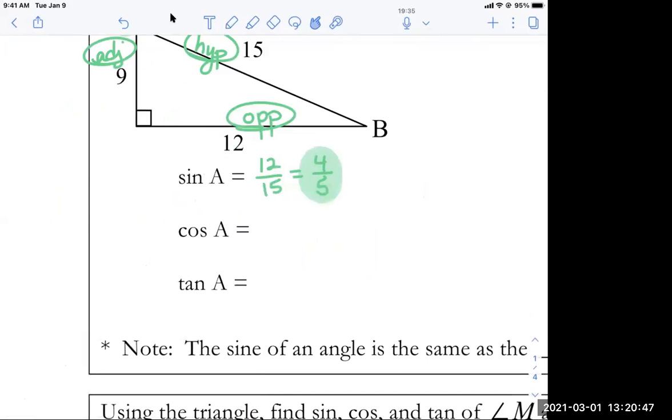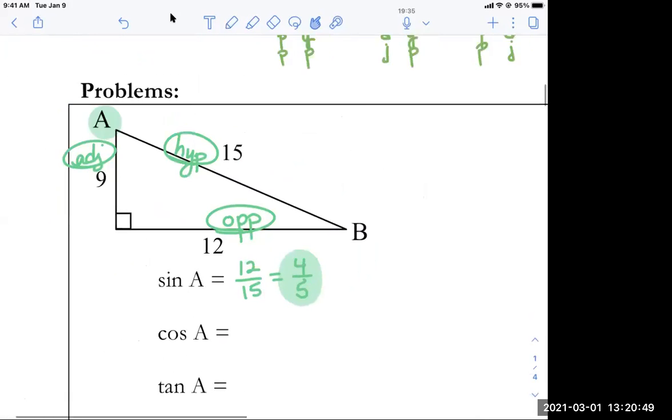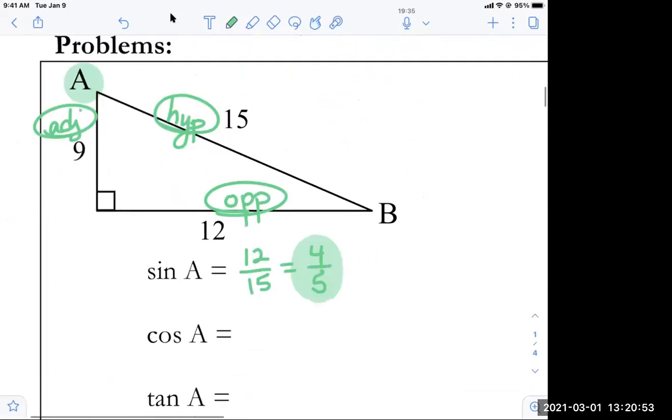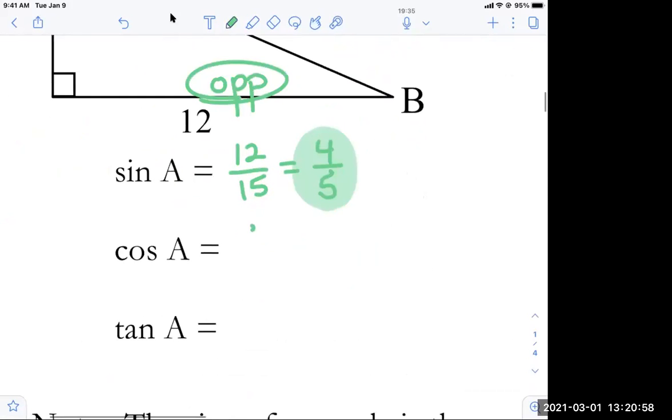Okay, cosine of A. We're doing cosine, which is adjacent over hypotenuse. What's that ratio? It'd be 9/15. And then reduced would be what? 3/5.